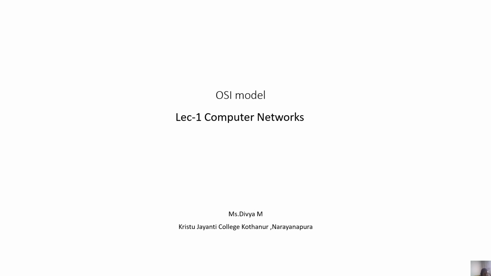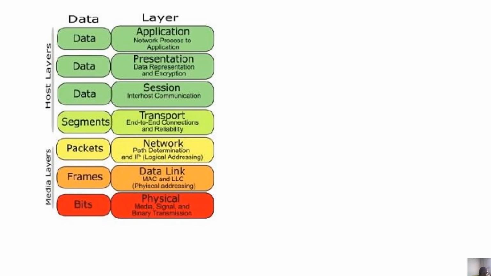So we are going to discuss the OSI model and how the flow is happening. We are going to break down this colorful and structured representation of the OSI reference model. This slide explains how data flows through the 7 layers of the OSI model. We have host layers and we have media layers.